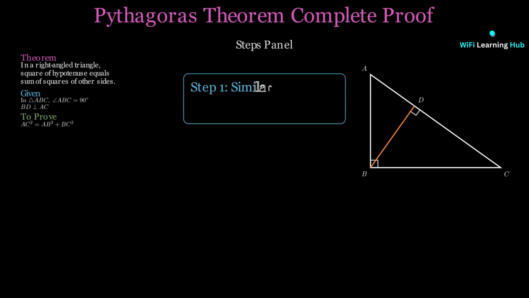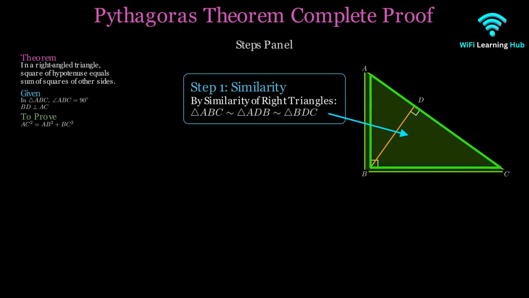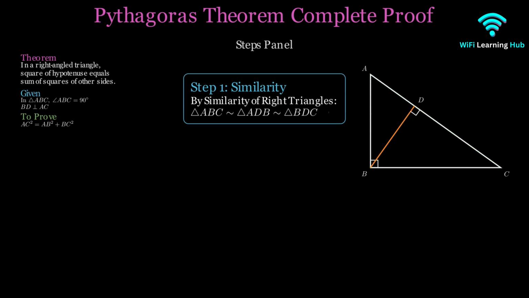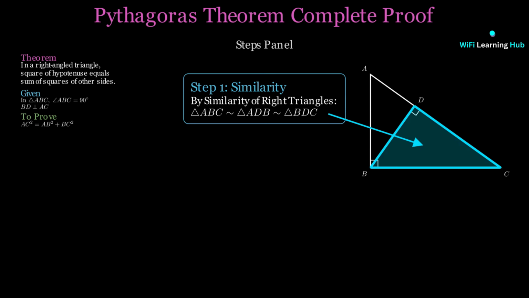Now for step 1, by the property of similarity, our main big triangle is similar to both of the smaller inner triangles. Let us look at the huge master triangle ABC. Now check out the top inner split triangle ADB. And lastly, let us see the bottom inner triangle BDC.